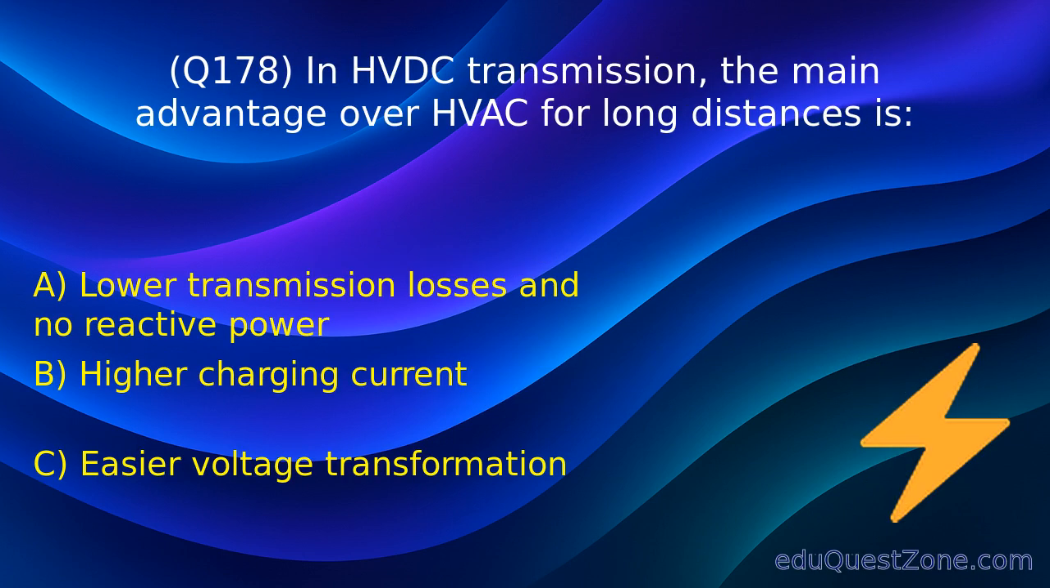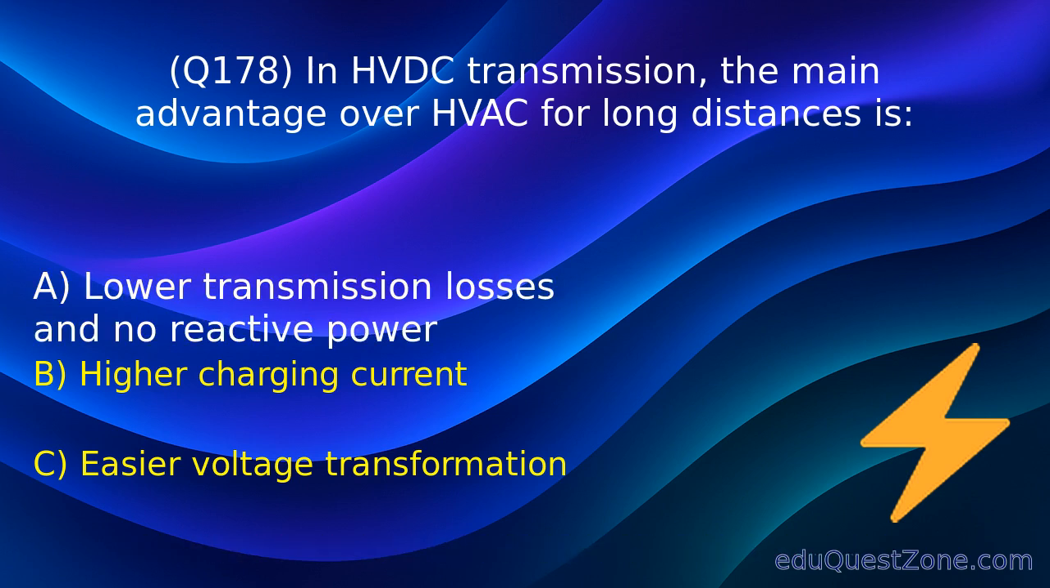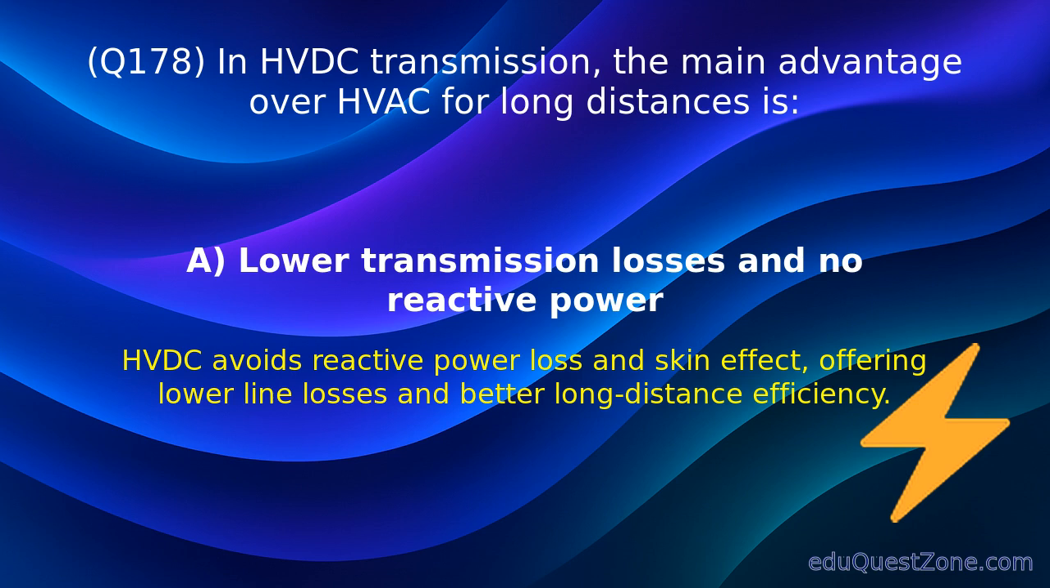Question 178. In HVDC transmission, the main advantage over HVAC for long distances is? Option A, lower transmission losses and no reactive power. HVDC avoids reactive losses and skin effect, leading to higher efficiency over long distances.